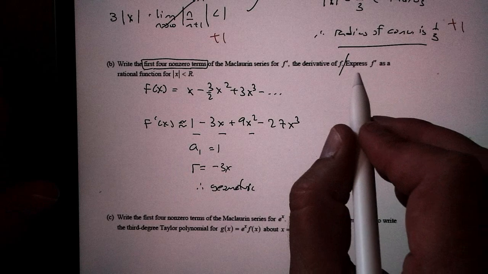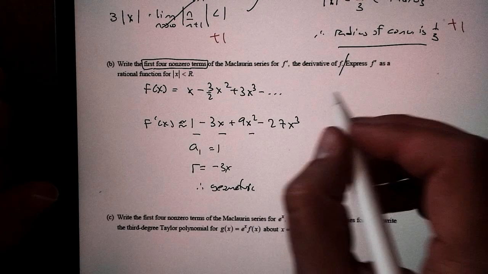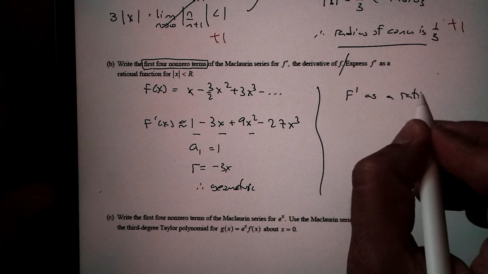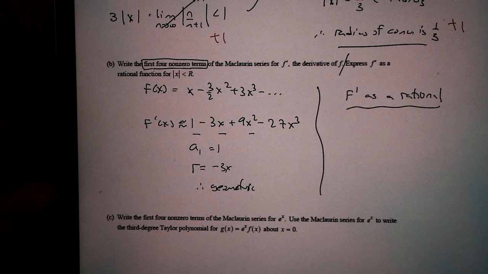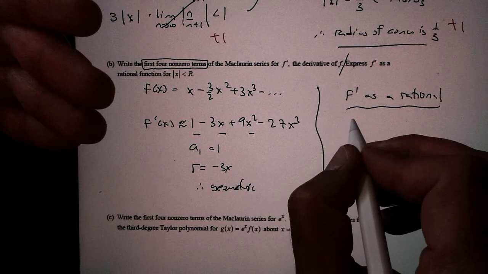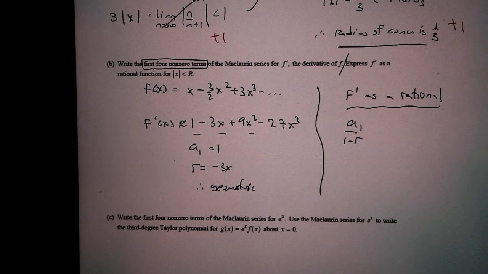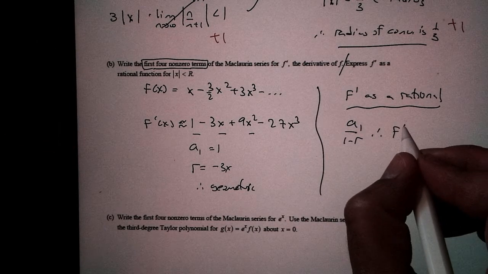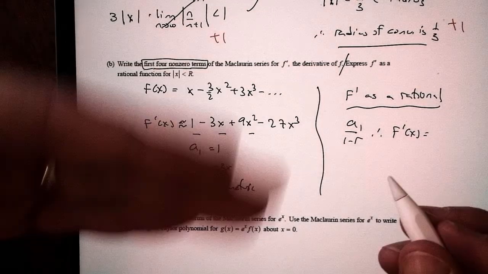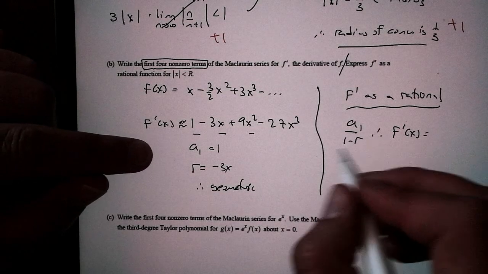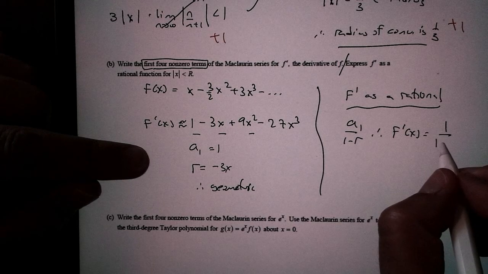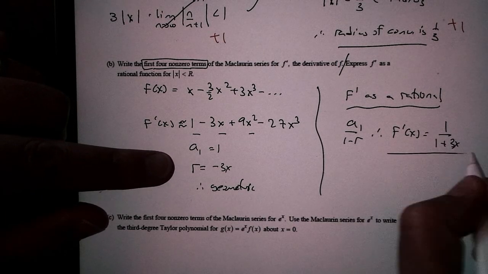Okay, but next they say express f prime as a rational function. So that's part 2. F prime as a rational function right there. So to get f prime as a rational, I know my rule. That's just this a sub 1 over 1 minus r. That's all we have to do. So therefore I could say f prime of x would equal, this comes from our shortcut for rational functions. It's because it's the infinite sum, right? And we'll go over that in a second here. So my first term is 1 over 1. This becomes plus 3x. And there it is.